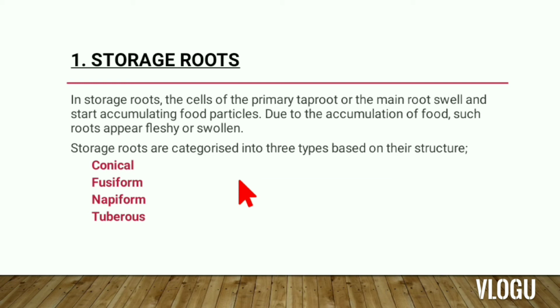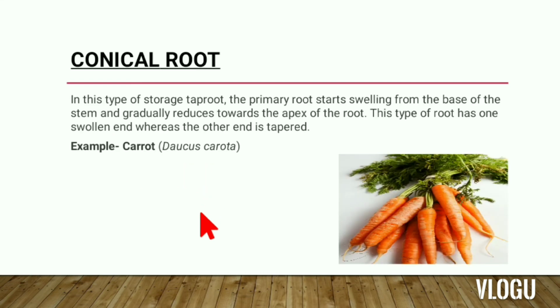Let's go to the first one, storage roots. The storage roots are basically, as the name itself says, the roots which get swollen and bulged within the ground in order to store and accumulate food particles. This is called the storehouse of nutrition, and such a modification which occurs in the root is called a storage root. Storage roots can be of four categories: conical form, fusiform, napiform, and tuberous form.